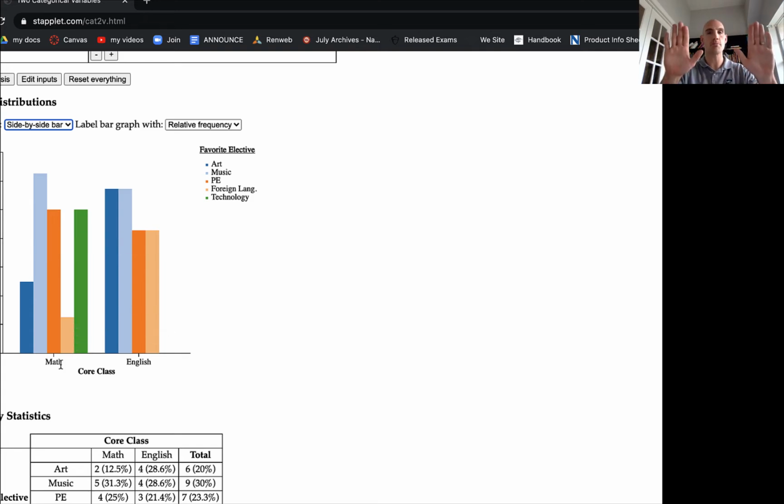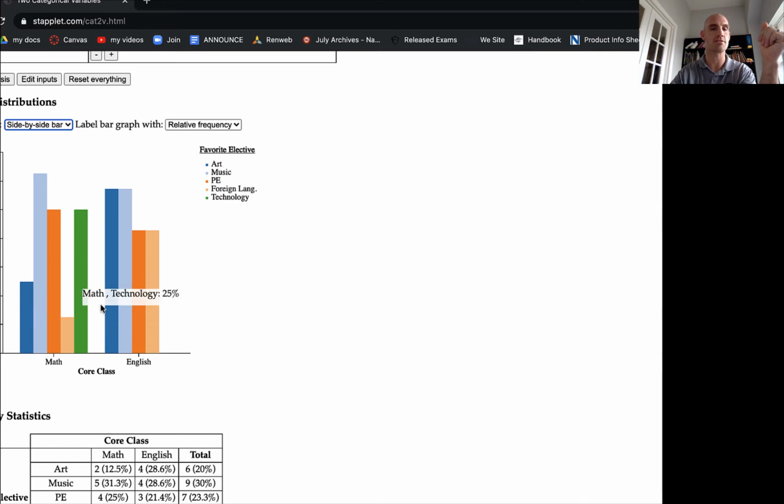It's divided into two pieces here based on our categories of our data. So math and English, they have their separate chunks. Notice I have a dark blue and a dark blue, one for math, one for English. That would be the people who chose math as their favorite core class, but then chose art as their favorite elective. Over here, the blue represents people who chose English as their favorite core class, but art as their favorite elective.